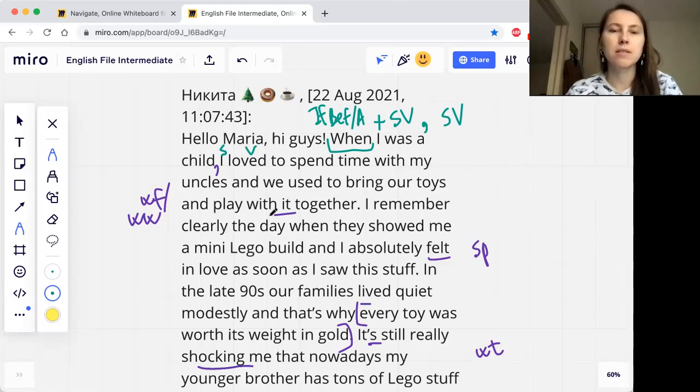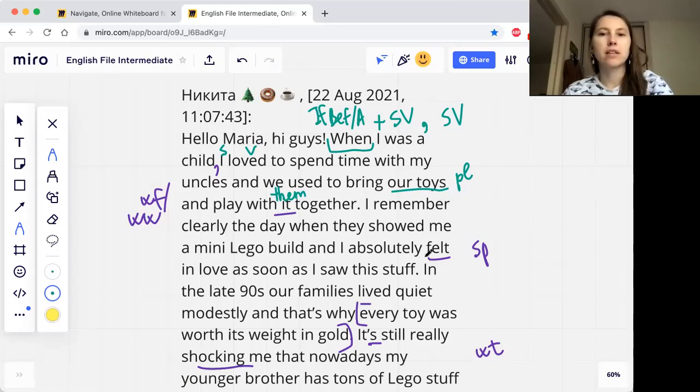Okay, to bring our toys and play with it together. So wrong form or wrong word, choose any. Why is it a mistake? Because to bring our toys, so this is a plural word form, and it is referred to something that is singular. So we have to change it to play with them together. С ними, да, то есть с кем? С ними, с игрушками, с нашими игрушками вместе с дядями.